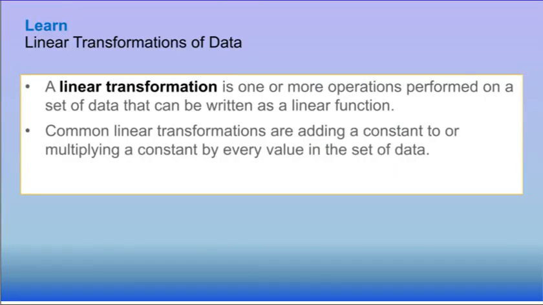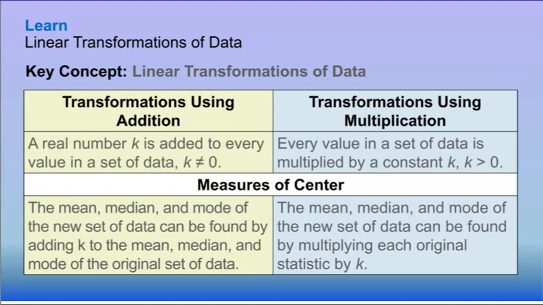A linear transformation is one or more operations performed on a set of data that can be written as a linear function. Common linear transformations are adding a constant to or multiplying a constant by every value in the set of data. So when we look at transformations, we're going to separate them by addition and multiplication, and how does it affect the measures of central tendencies.